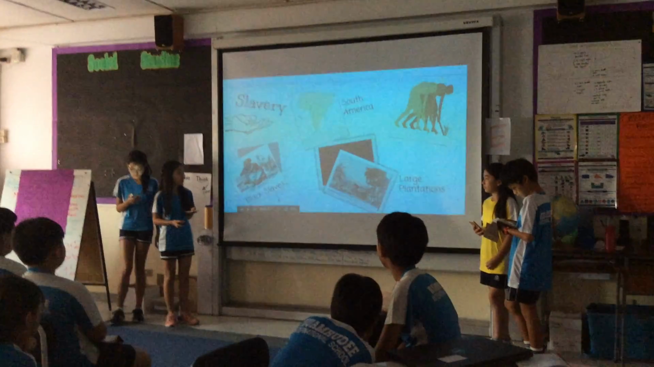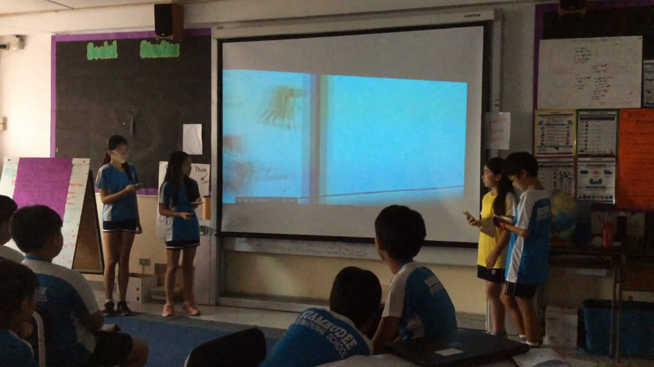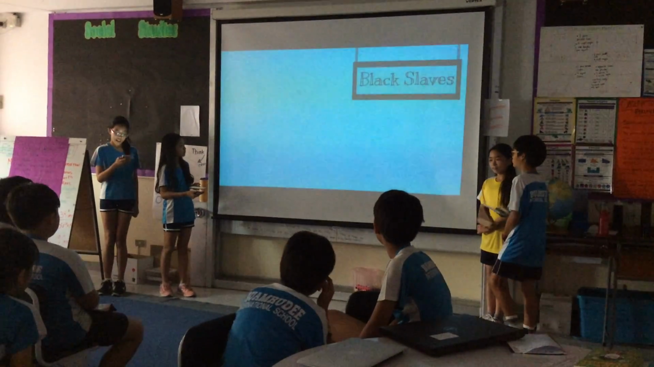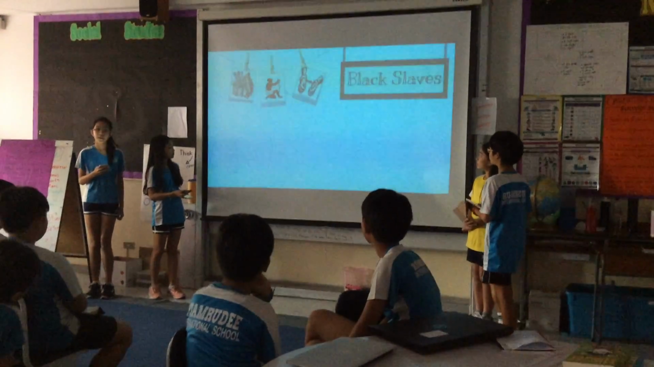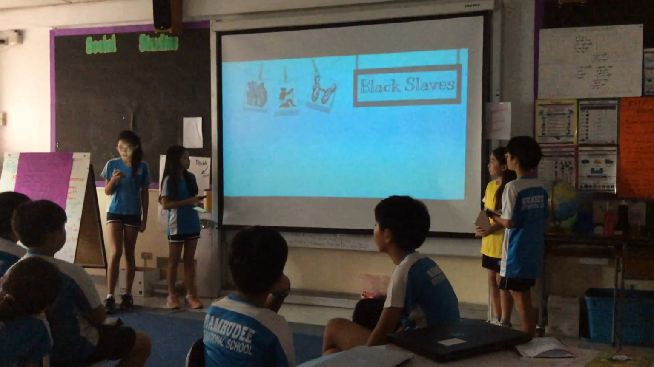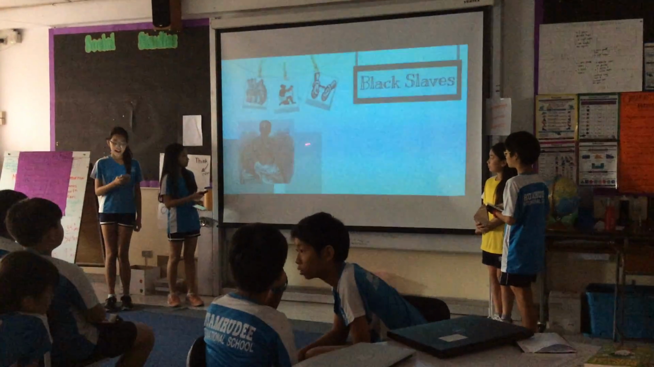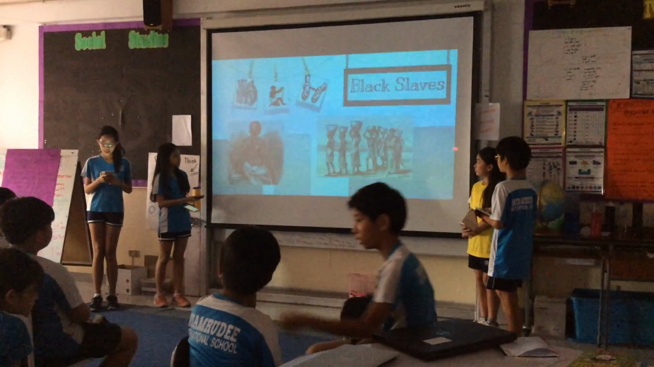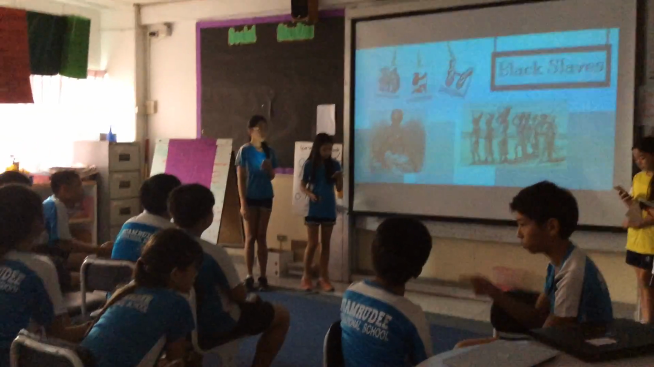Punished in a very cruel way. Being a slave was a really hard life. They were separated from their family. They were beaten if they did something wrong, and if they hurt their plantation owner, they'd be put to death.